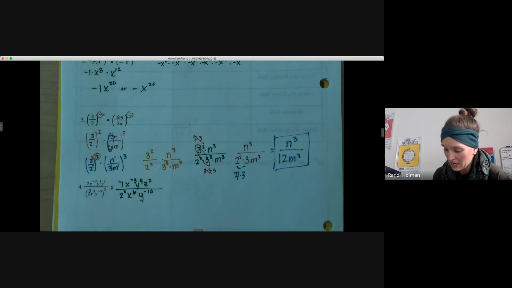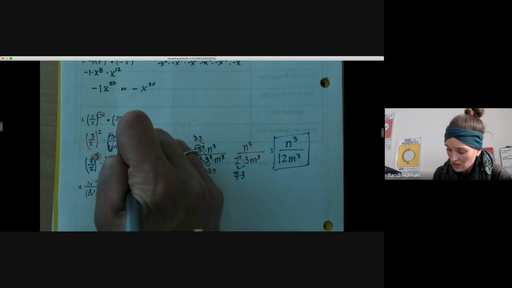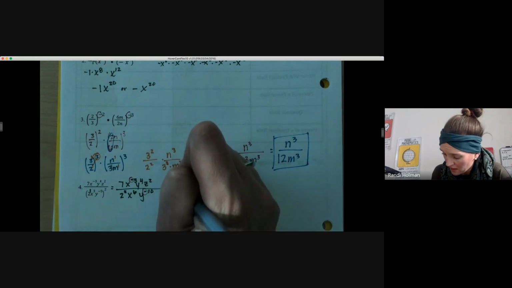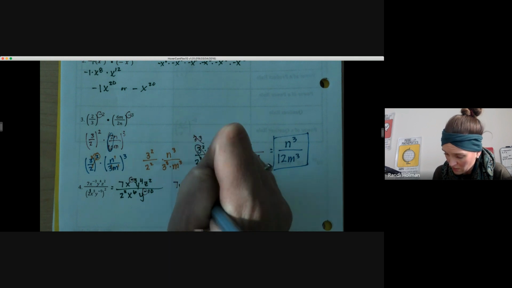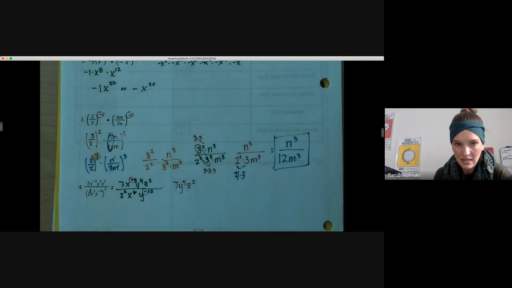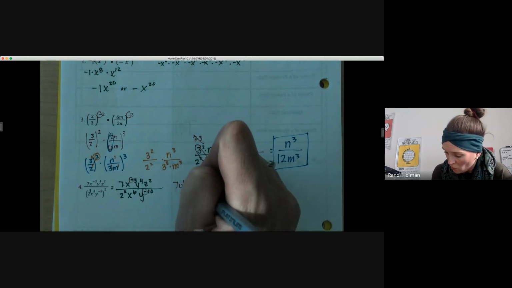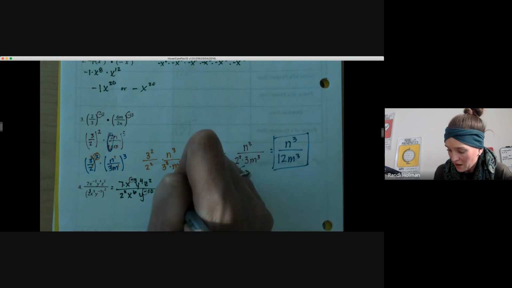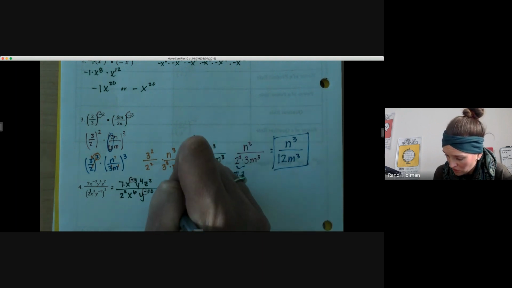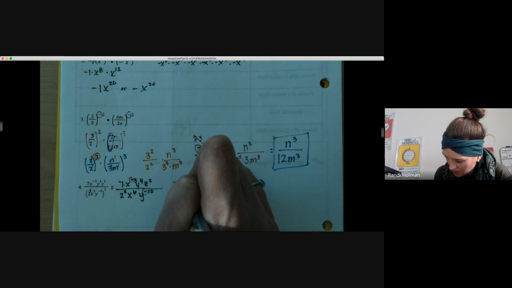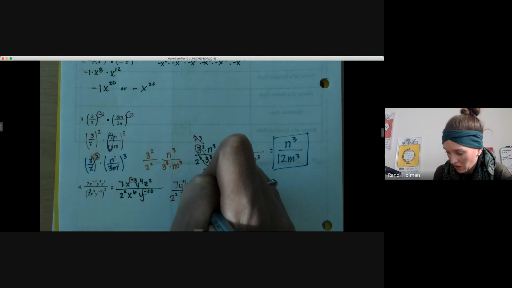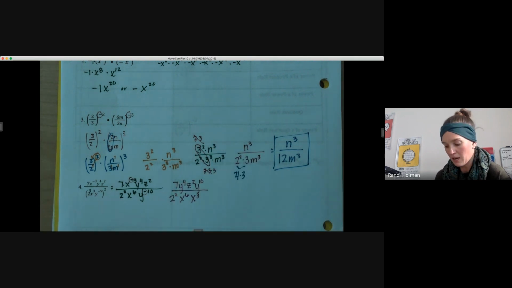I'm going to deal with my negative exponents next. Okay, so I have 7 y to the 4th, z to the second. Remember that 7 does not have that negative exponent. Y to the 10th is going to come up top to become positive. And then I have 2 squared x to the 6th. And then x to the third is going to become to the bottom to become positive.